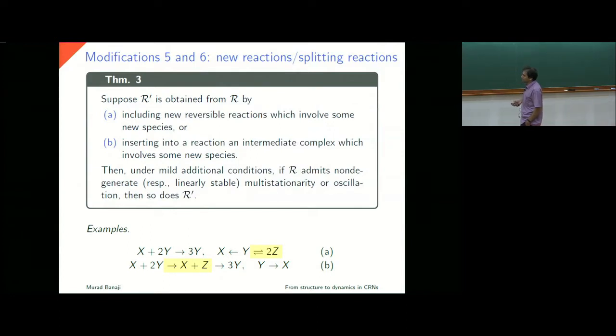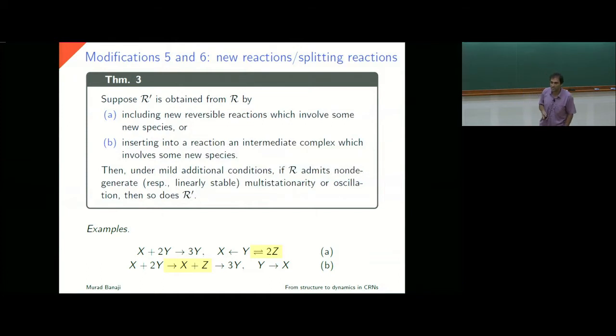But here, supposing you have a reaction network which was originally x plus 2y goes to 3y and y goes to x. And now suppose instead of x plus 2y goes to 3y, I insert something in the middle there. X plus 2y goes to something else, some other combination of species involving some new species, in this case z, and now that goes to 3y. That's another example of a modification which preserves interesting behaviors in chemical reaction networks.